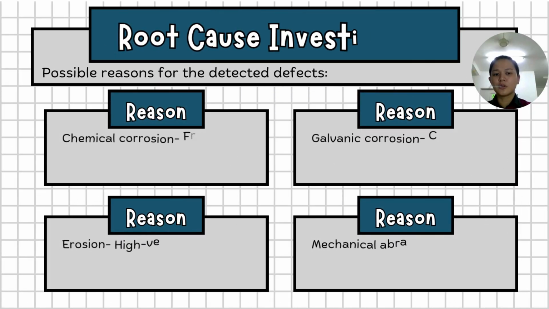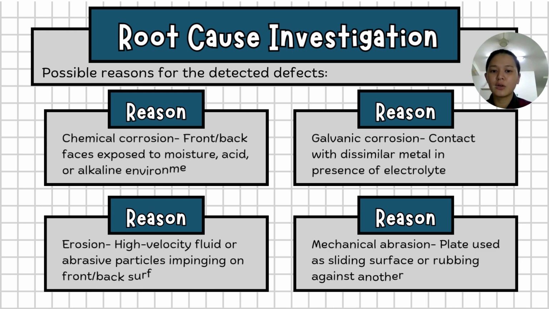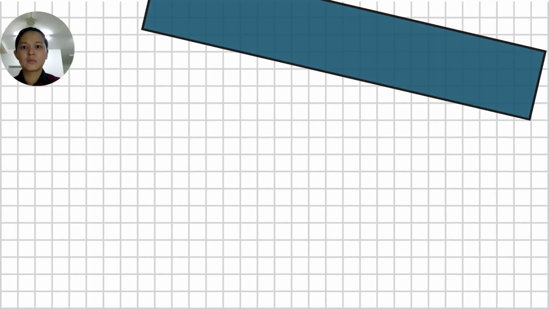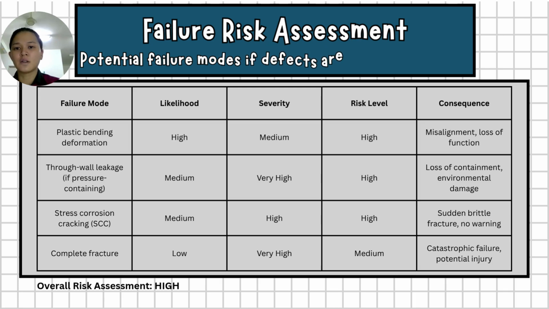We analyze the root causes, identifying potential factors such as galvanic or chemical corrosion, and mechanical abrasion or erosion from high velocity particles. From a risk perspective, this 14% reduction is critical. We categorize the risk level as high, as unaddressed defects could lead to plastic bending deformation, through wall leakage, or even stress corrosion cracking.